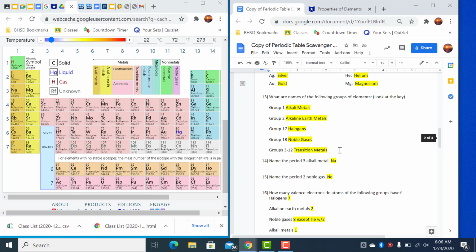Okay, number 14, name the period 3 alkali metal. Okay, so here are my alkali metals. Period 3 would be right there. So Na, sodium.